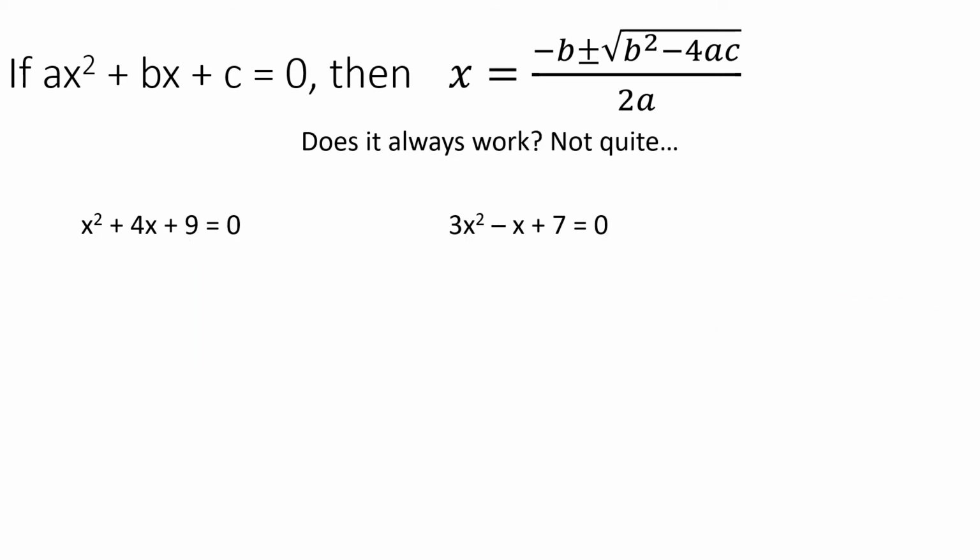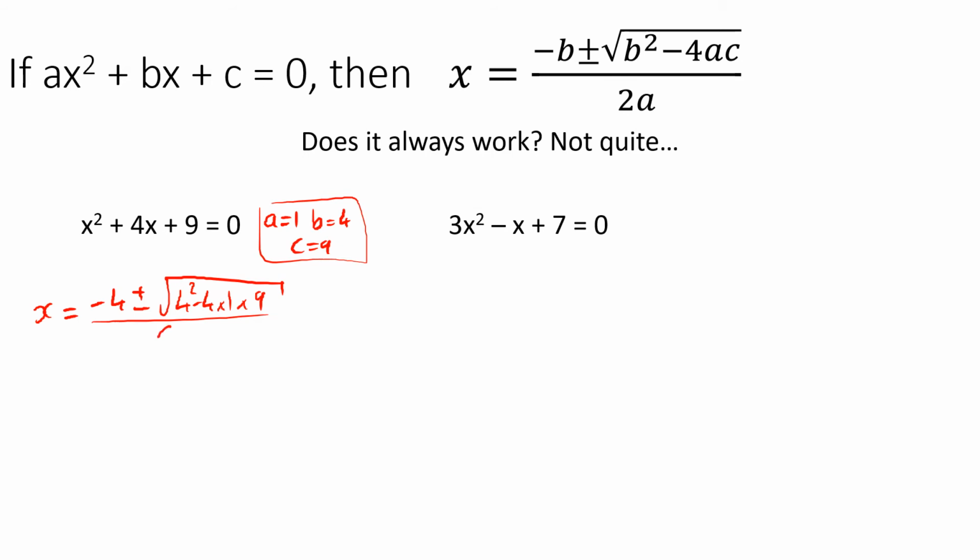So is there anything to watch out for with the quadratic formula then, apart from sign errors? Well, there is the fact that it doesn't actually always get you an answer. Okay, so this is an example where it doesn't work. x squared plus 4x plus 9. a is 1, b is 4, c is 9. And then we want to put that into our formula, so x is minus b plus or minus the square root of b squared, so 4 squared, minus 4 times a times c, all over 2a.